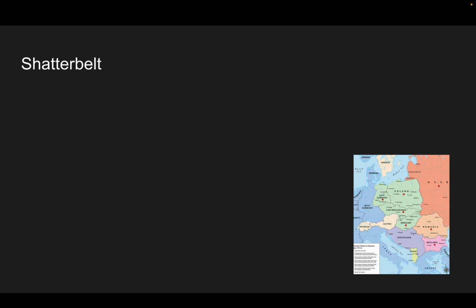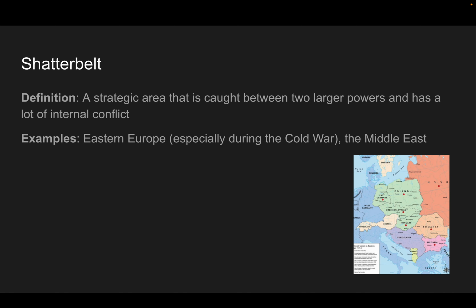Okay. Last term is shatterbelt. And this is a strategic area that is caught between two larger powers and has a lot of internal conflict. So the strategic area isn't necessarily one country, it could be many countries, but it's an area where more than one power is interested in that area. So Eastern Europe, especially during the Cold War, a little less so, so I guess somewhat so now, even still with Ukraine.